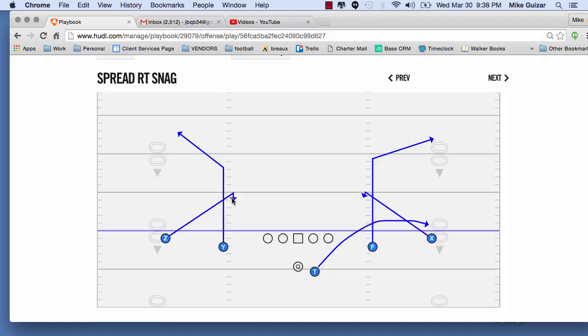Now if I wanted to run the snag to the left side out of this formation, what would I do? Well, I would have to have a third wide receiver on the left. So if I wanted to do it out of spread, I would call spread right flip. The back would come over here to the left side, and now we would have three options on the left and 2 options on the right. Everything would look the same, except our flat route would be on the left instead of the right.